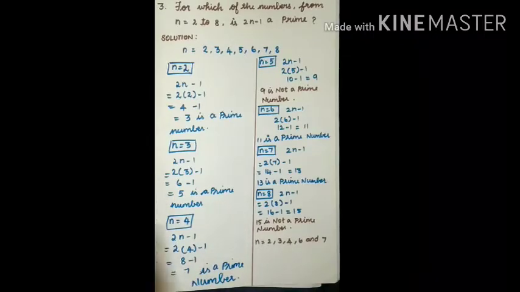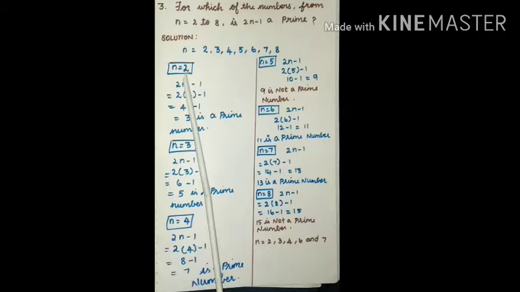It's clear now, students? While substituting n value as 2, we get the answer as 3. 3 is a prime number. While substituting n value as 3, we get the answer as 5. 5 is a prime number. While substituting n value as 4, we get the answer as 7. 7 is a prime number. While substituting 6, we get 11, a prime number. While substituting 7, we get 13, a prime number.